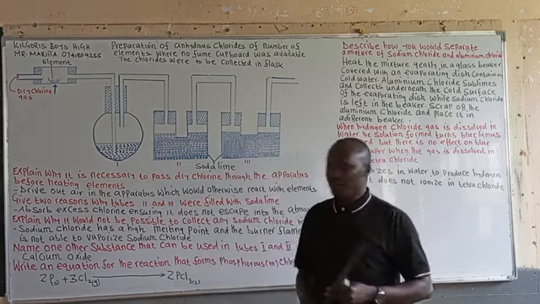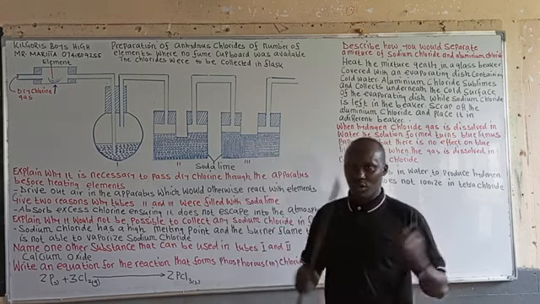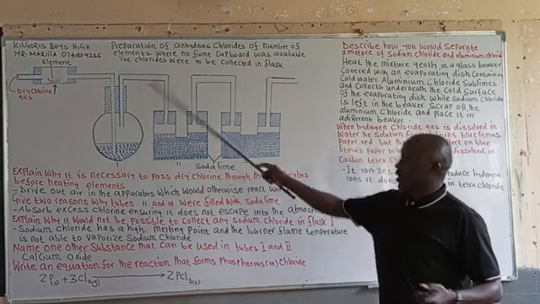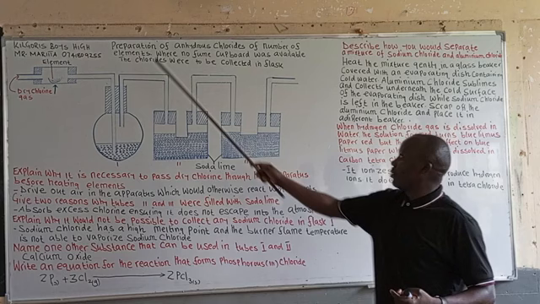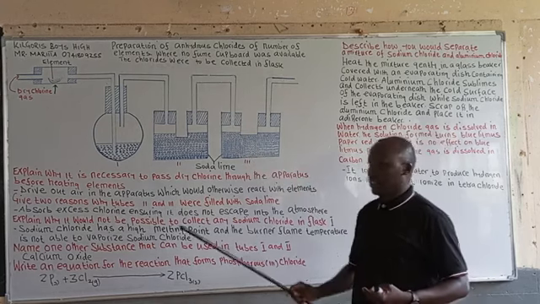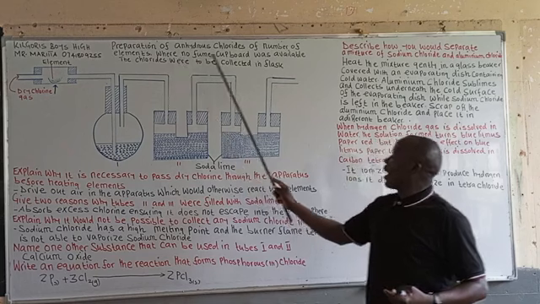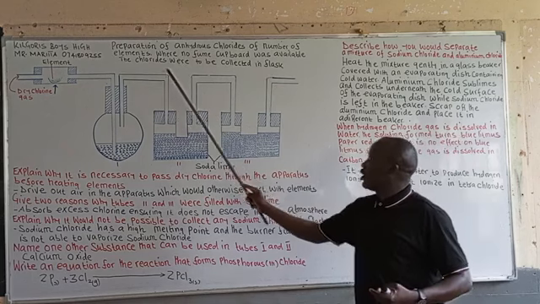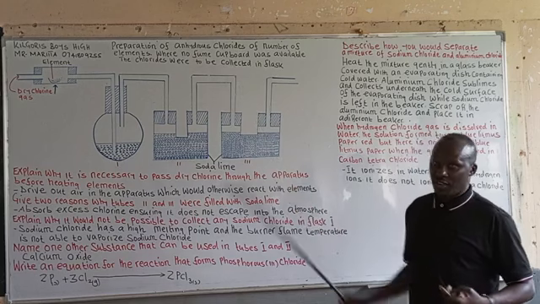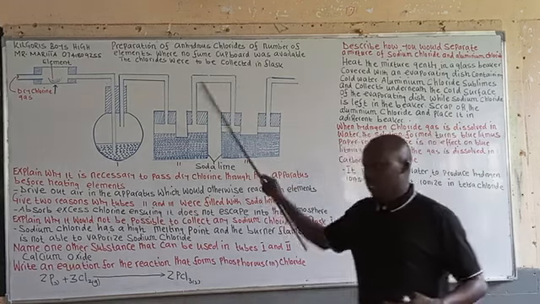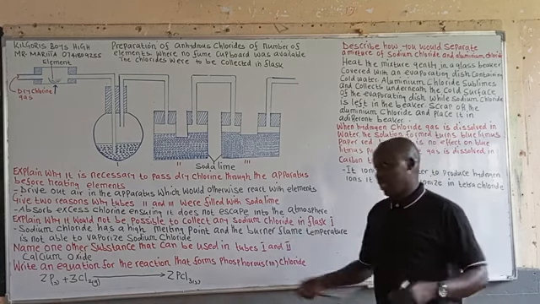Today we are looking at a very important question from chlorine and its compounds. And then we have the diagram here. It presents the preparation of anhydrous chlorides of a number of elements where no fume cupboard was available. The chlorides were to be collected in the flask. So what are the questions that you can expect from this particular diagram?